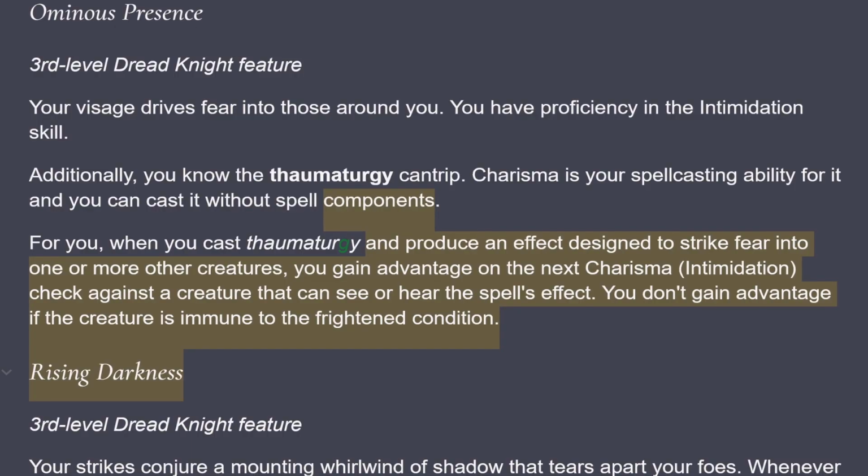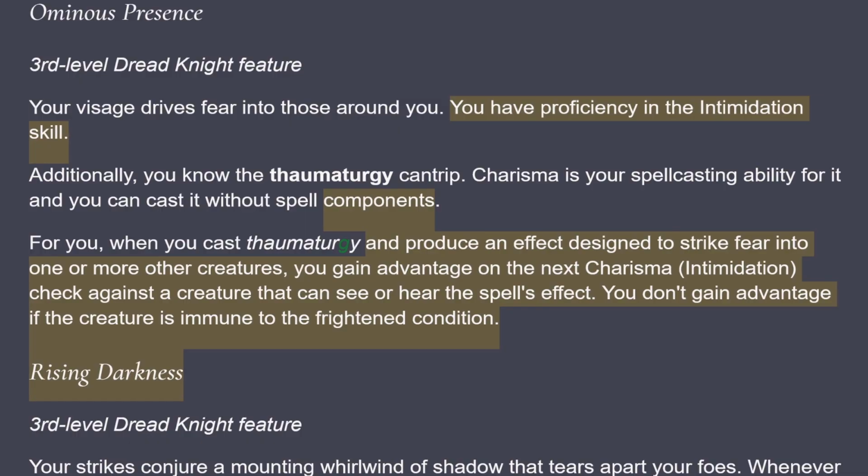All right, that out of the way, we get Ominous Presence, which is basically kind of like a ribbon feature when you consider things, but it's a fun one. But to be honest, you could cut this whole thing and it wouldn't be a big deal. However, we're a dread knight, so it's nice to see we are playing into that dread factor right at subclass level 3 when we get this. So your visage drives fear into those around you. You gain proficiency in intimidation. Hopefully you don't already have it if you've been planning to play this subclass since the beginning.